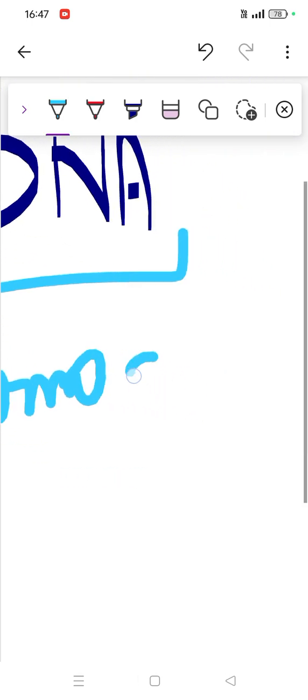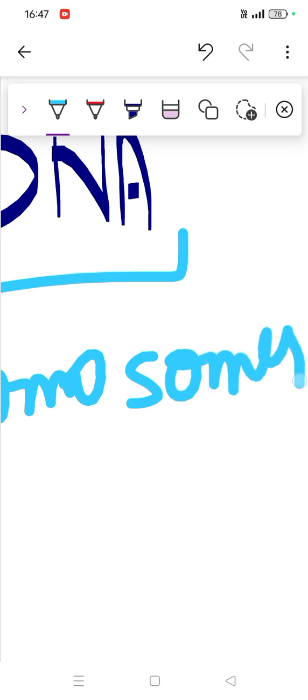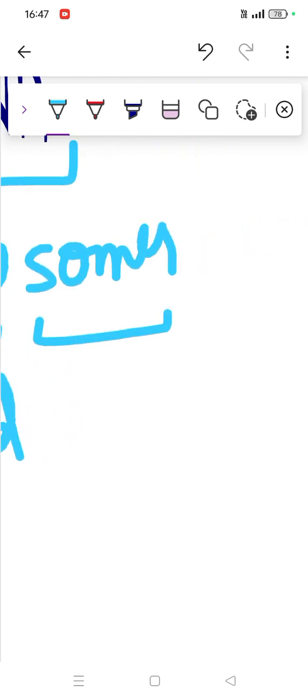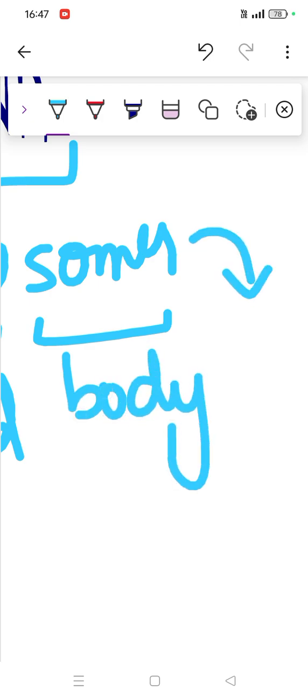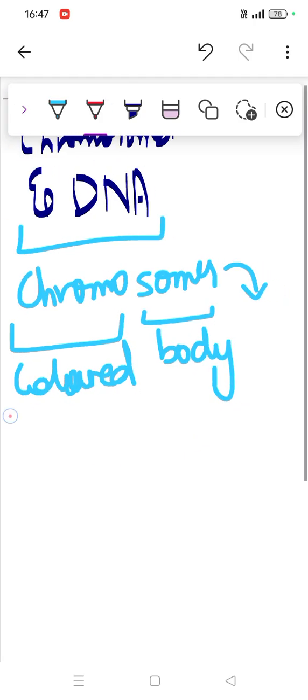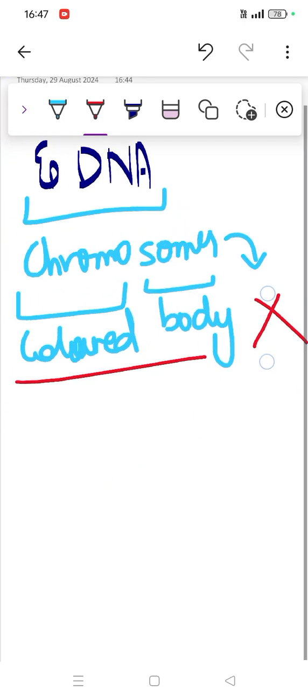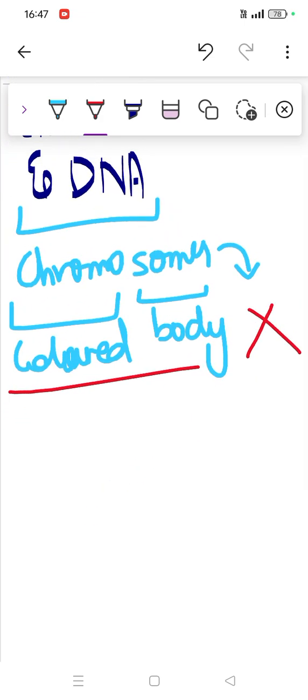This word is divided into two parts. Chromo means colored, if we just talk about the literal meaning. Wherever you see the word soma, it simply means body. So the word "some" is derived from soma, and soma means body. So the word tells us this would be a colored body, but that's not exactly true. A chromosome is simply a thread-like structure.